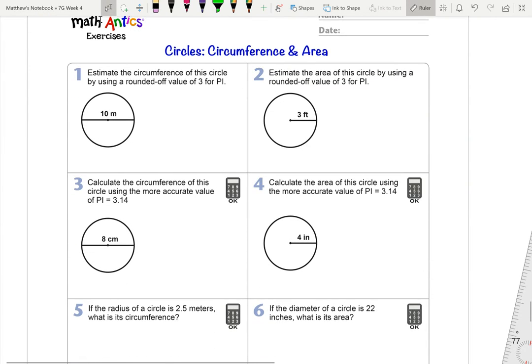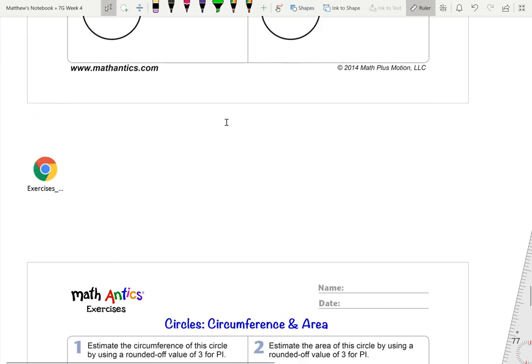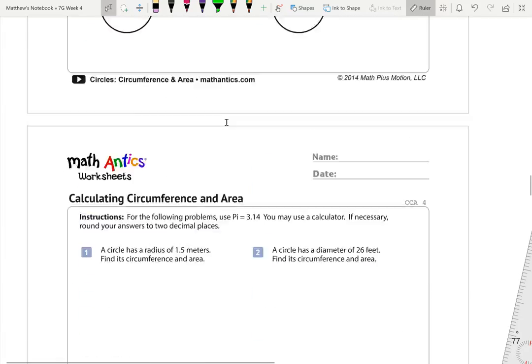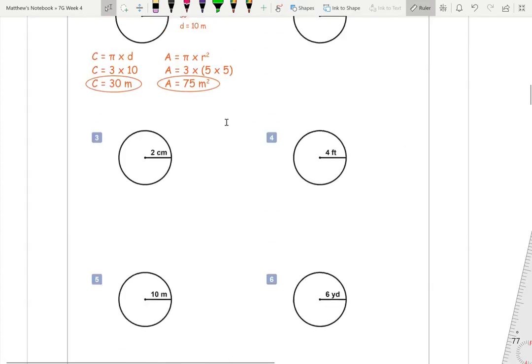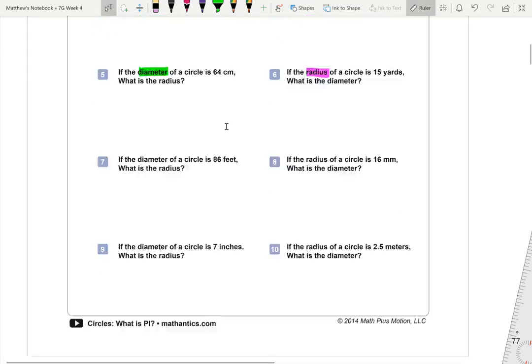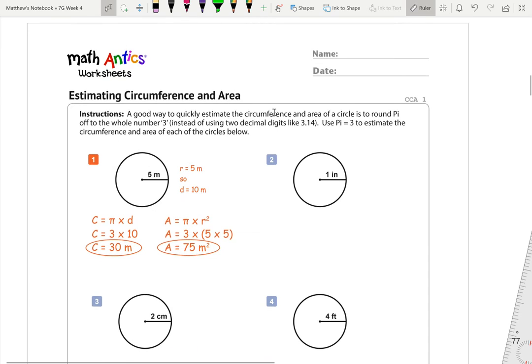All right, so we just completed the circles, circumference, and area exercise sheet. There's a help video in Canvas if you had any difficulties completing it. And now we're going to be looking at the worksheets that go along with it. And so we're going to start here at the estimating circumference and area worksheet. So this is what you want out in front of you.